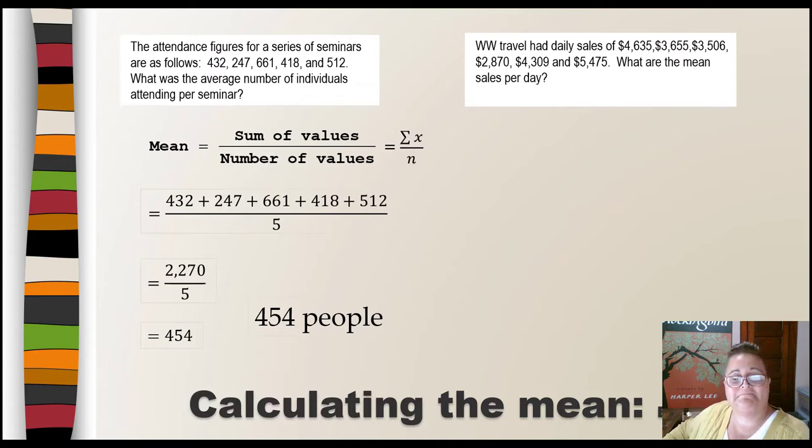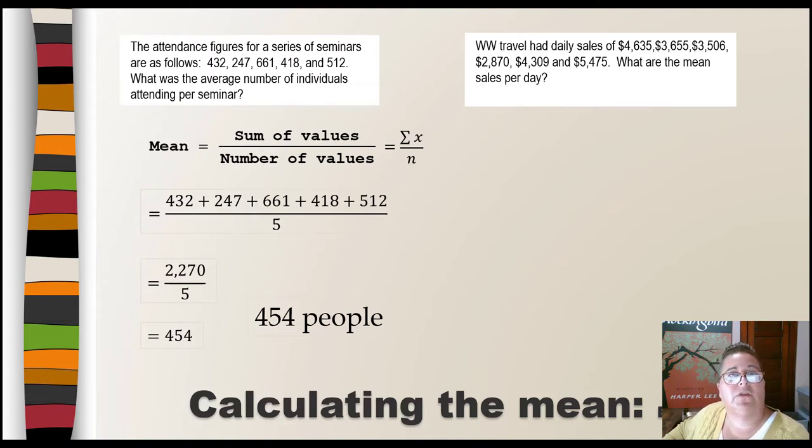All right, so let's say Worldwide Travel had daily sales of $4,635, $3,655, $3,506, $2,870, $4,309, and $5,475. What are the mean sales per day?